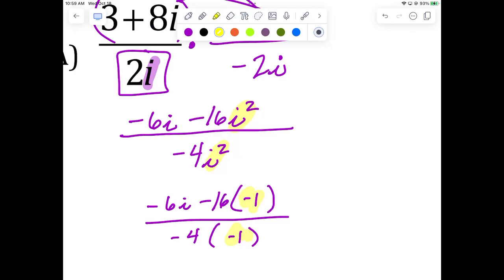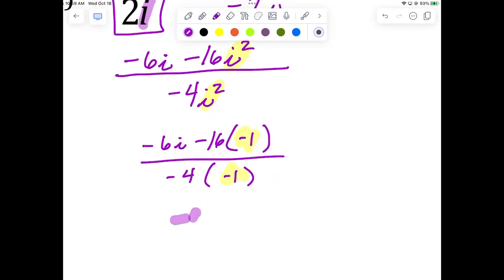Baby steps. All right, now in the top, I get negative 6i. I don't know why I always insist on writing with a highlighter. I hate myself.